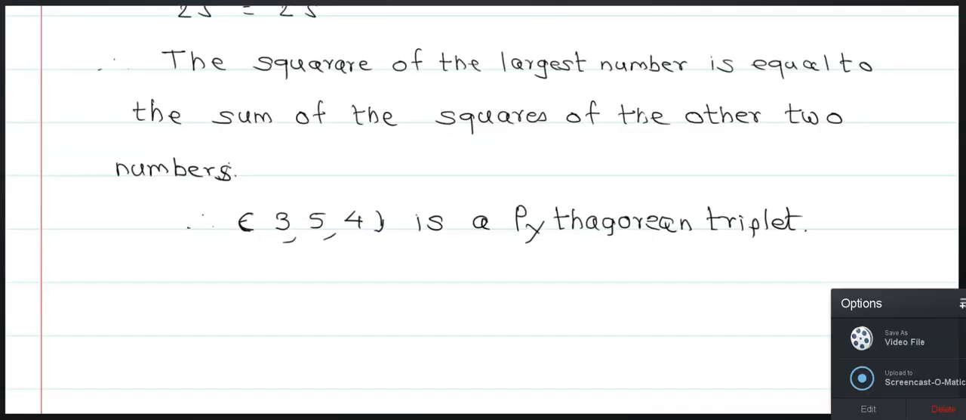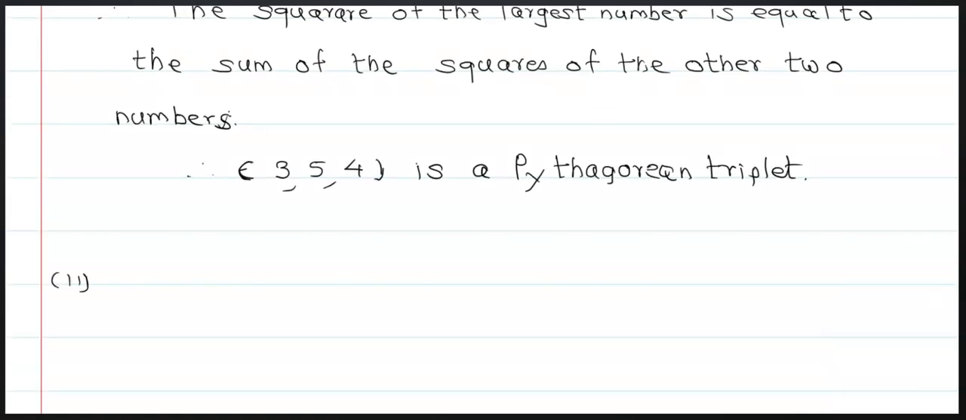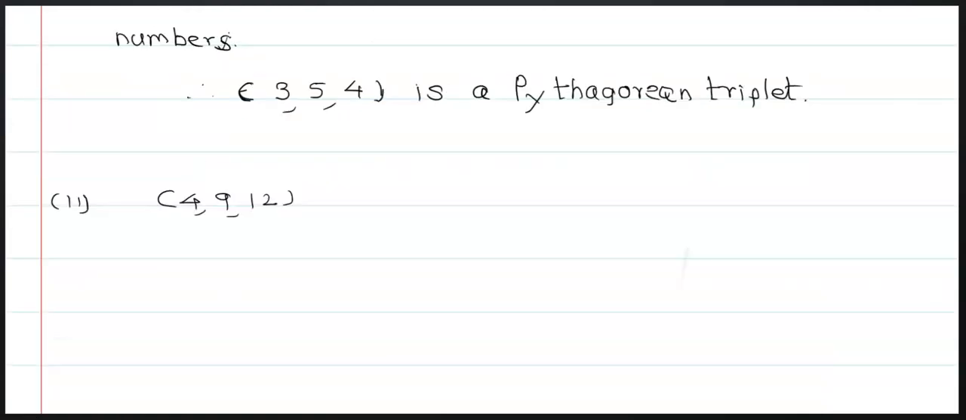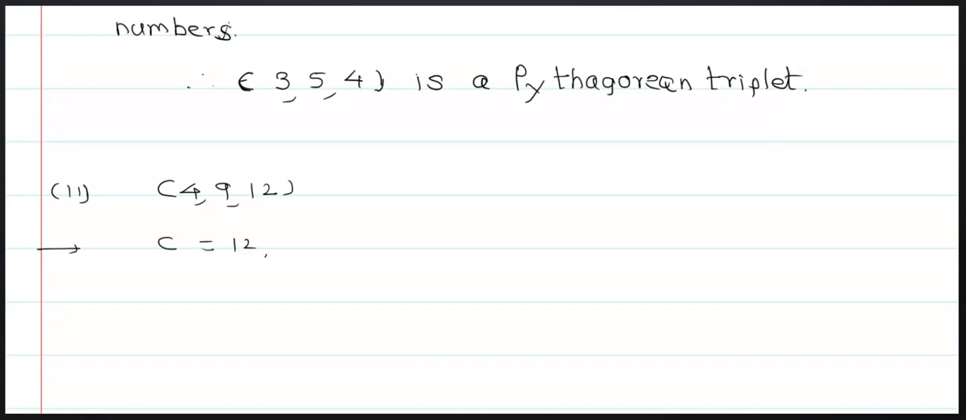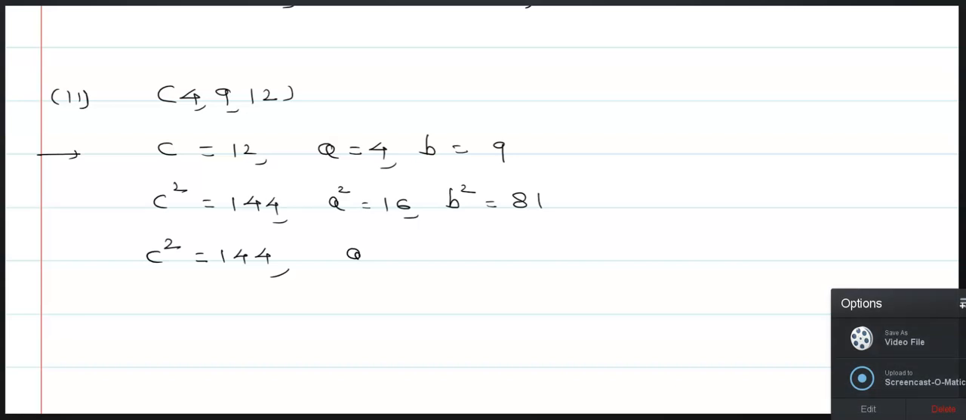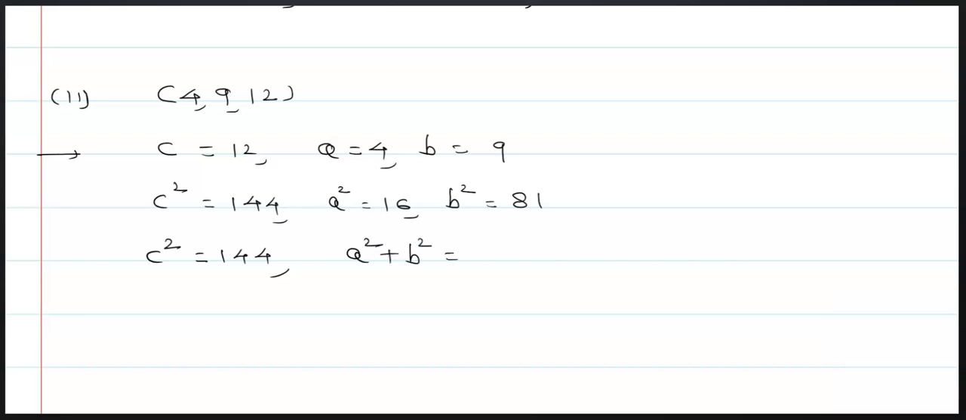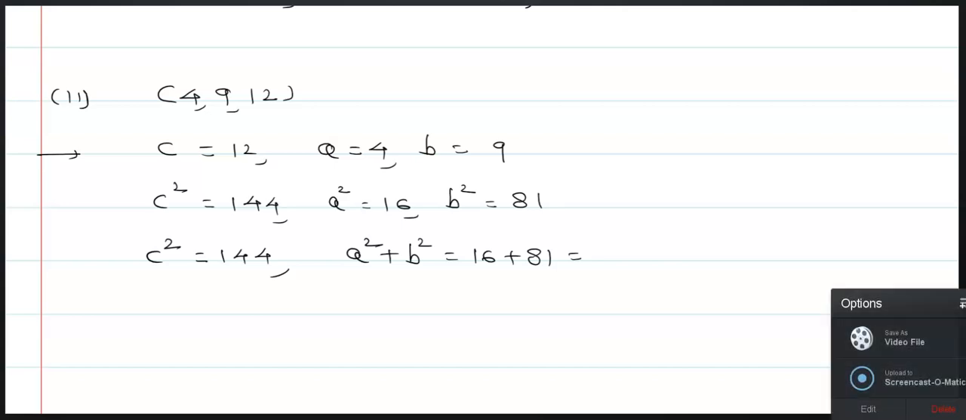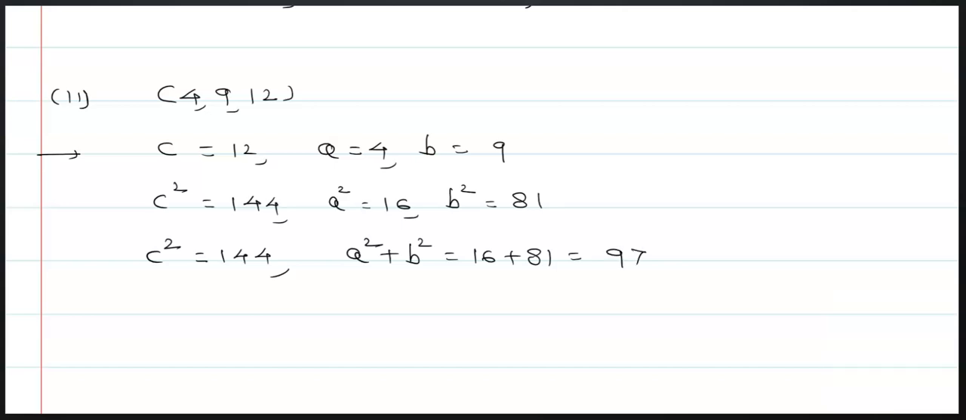Now next is the second one. 4, 9, 12. C is 12. Always we are taking C as the greater number. A is 4. B is 9. C square is 144. A square is 16. B square is 81. C square is equal to 144. A square plus B square, that is 16 plus 81, which is 97.